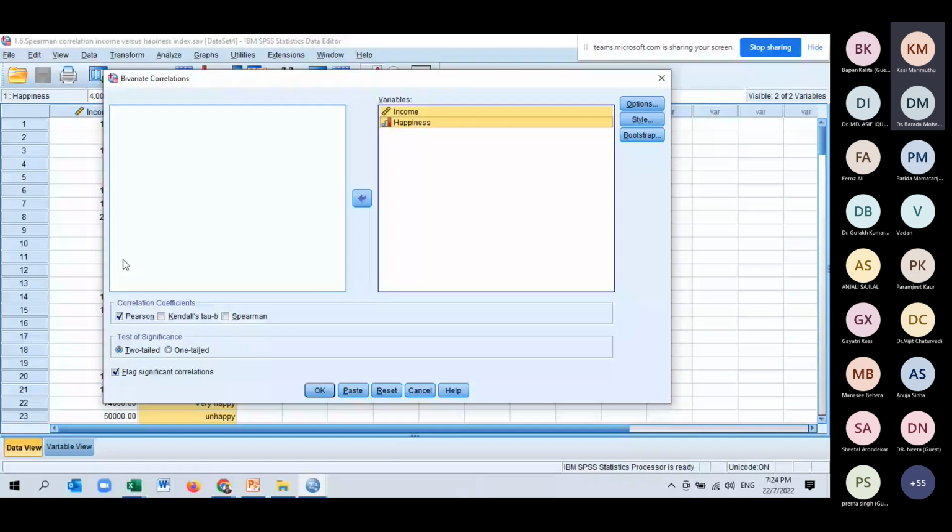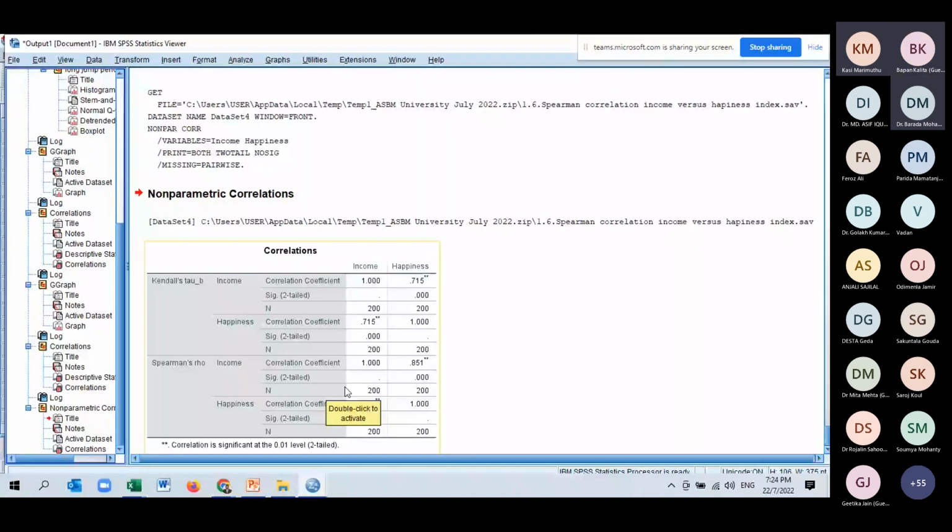In the correlation coefficient, you uncheck Pearson and check only Spearman. By the way, the data is also eligible for Kendall's, so maybe you can check Kendall's along with it, nothing wrong in that. Kendall's and Spearman are used interchangeably. Click OK and you will get a simple table. The first two rows are for Kendall's, the last two rows for Spearman. See how slight the difference is between Kendall's and Spearman.